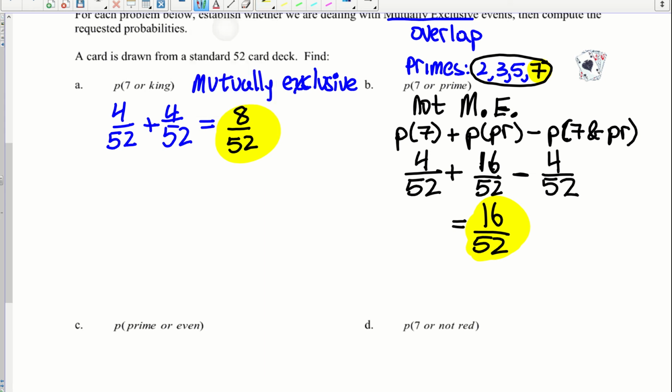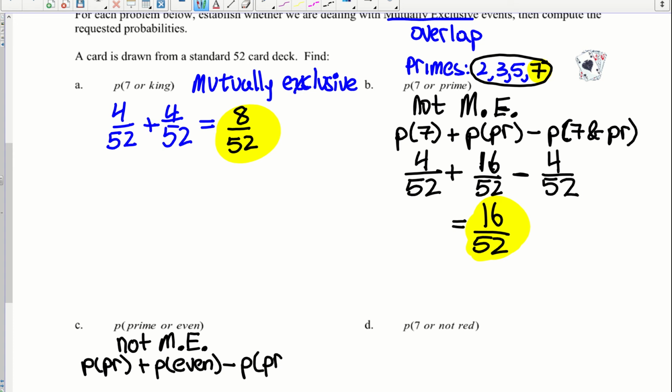Now, in most cases, you're making the note of that, mutually exclusive or not, for yourself. I just want to give myself a reminder of what I'm really looking for. All right, so that means there's going to be a subtraction component if I use the formula. So probability of prime plus the probability of even minus the probability of prime and even.